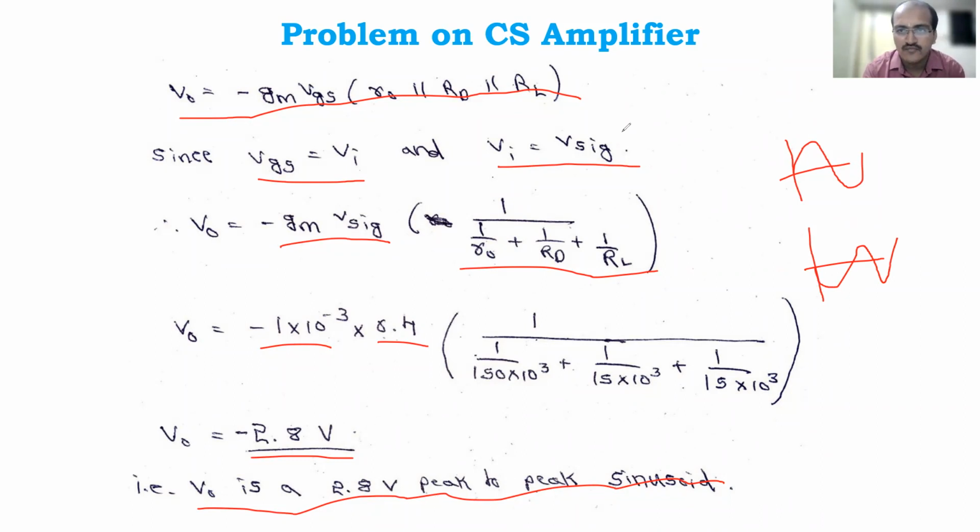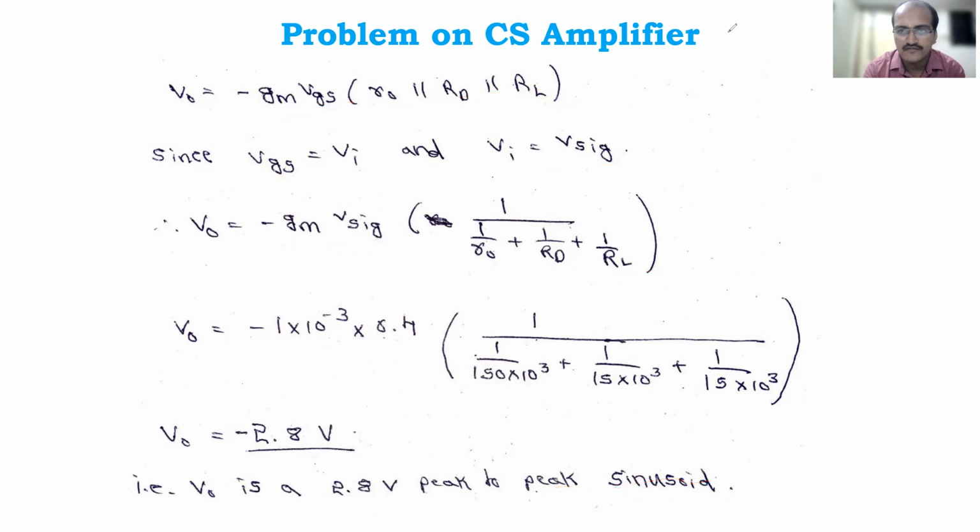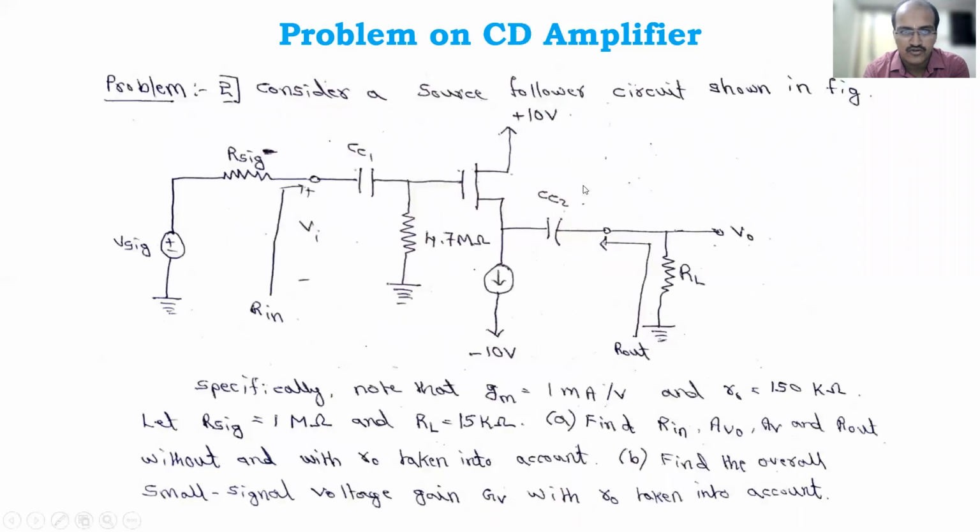Okay, so this is the problem on the common source amplifier. Everything asked, the formula is there with you. You just have to substitute and you'll get the answers. You have to do the analysis carefully. In the same way, we'll now see the common drain amplifier circuit also. A problem on that.